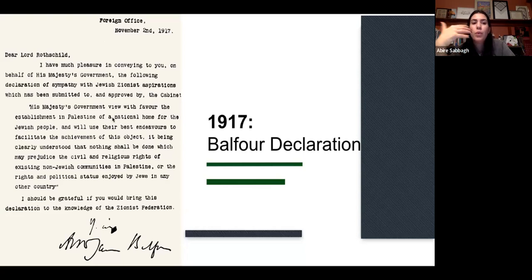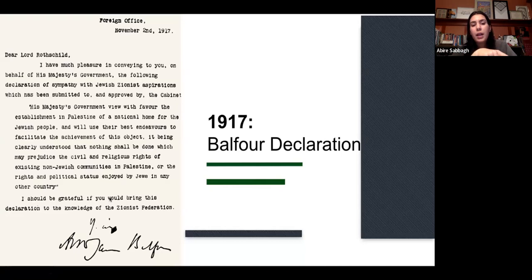So really saying, we will do as best as we can to support you, to make sure you have the resources, the support you need to do this. It being clearly understood that nothing shall be done which may prejudice the civil and religious rights of existing non-Jewish communities in Palestine, or the rights and political status enjoyed by Jews in any country. I should be grateful if you bring this declaration to the knowledge of the Zionist Federation. So he's asking him to let everyone else in the Zionist movement know that they have the support of the British in going into Palestine.